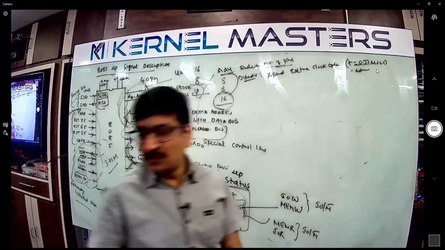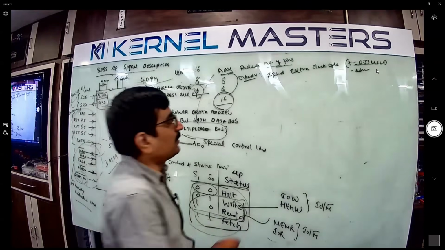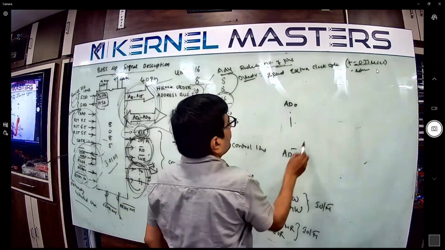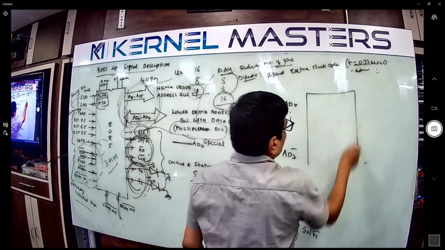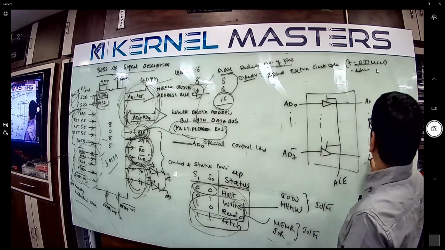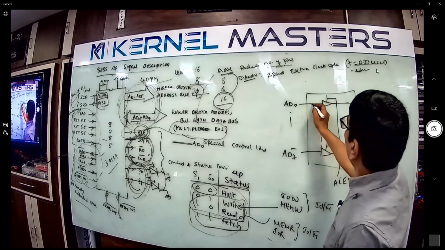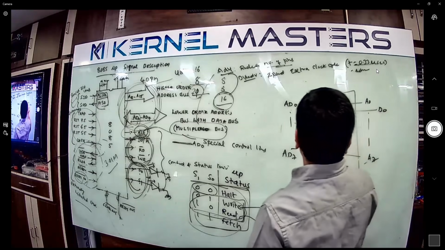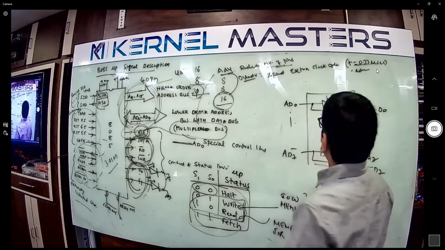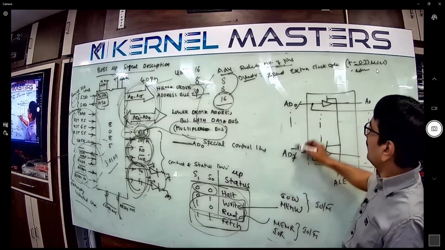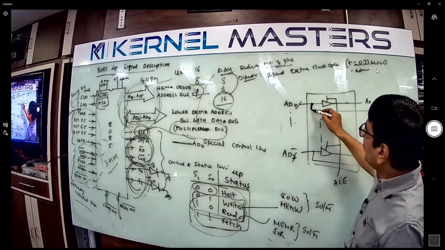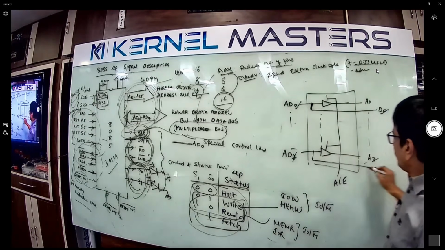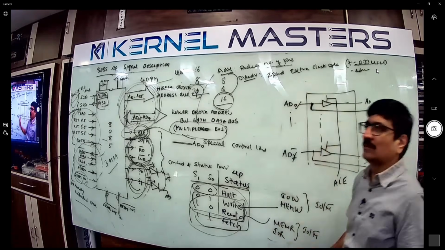Now AD0 to AD what? AD7. How does the tri-state buffer work? You can see the tri-state buffer there. These are called data lines, D0 to D7. So AD0 to AD7 by default work as which bus? Data bus, by default always data.